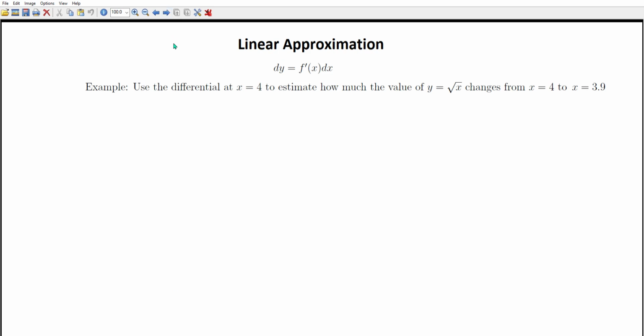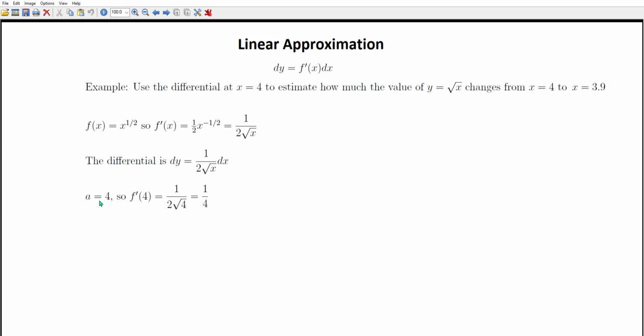So for an example, let's use the differential at x equals 4 to estimate how much the value of y equals square root of x changes from 4 to 3.9, and this should look familiar. It's the calculation we've done previously. F of x is x to the 1/2, so the derivative is what it was before.